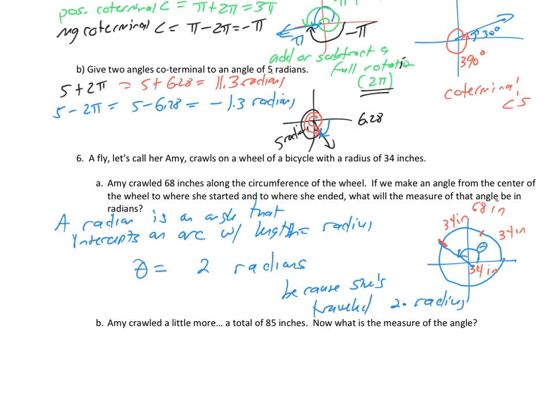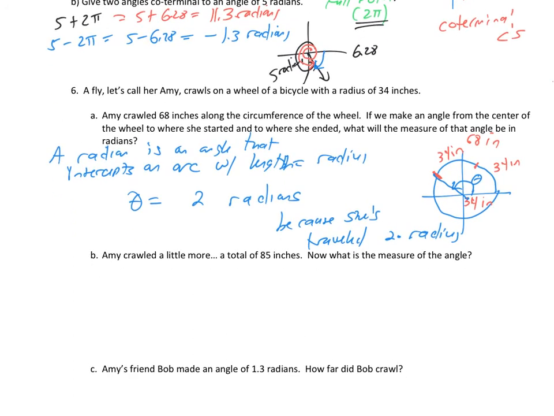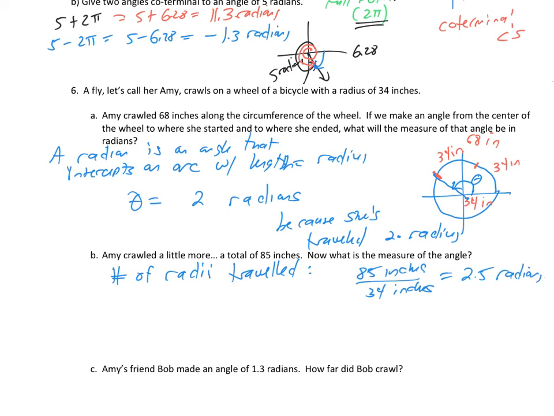Okay, letter B. Amy crawled a little more, a total of 85 inches. Now what is the measure of the angle? Okay, so really the number of radians is just going to be how far she traveled over the radius. So we really want to know the number of radii traveled. So she went 85 inches over 34 inches. And if you punch that in your calculator, that turns out to be 2.5 radians. That's how far she traveled.